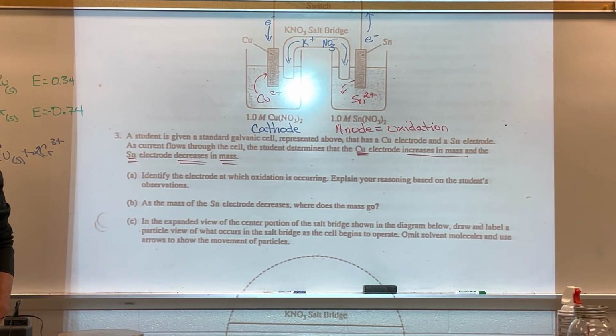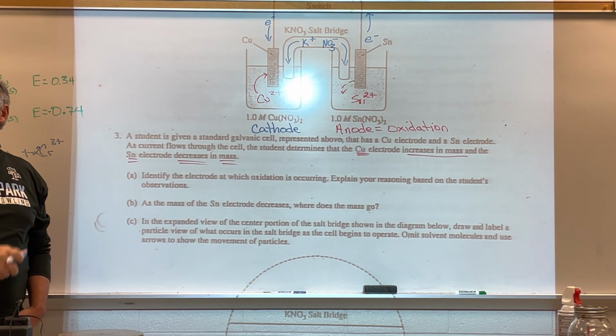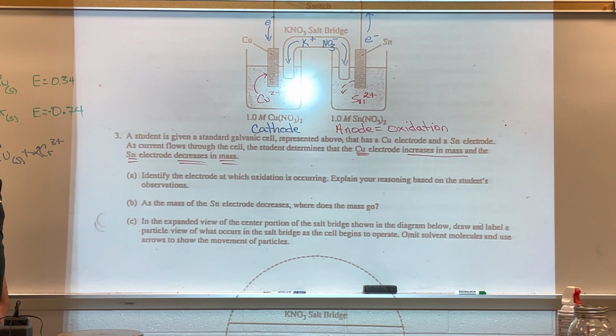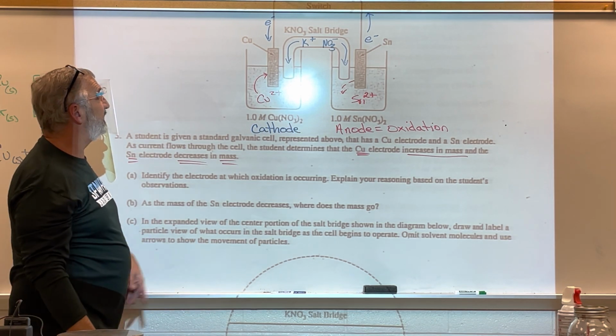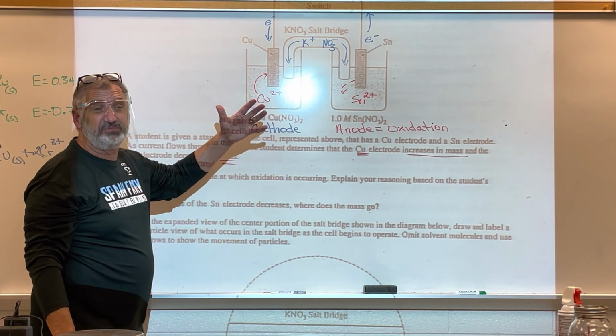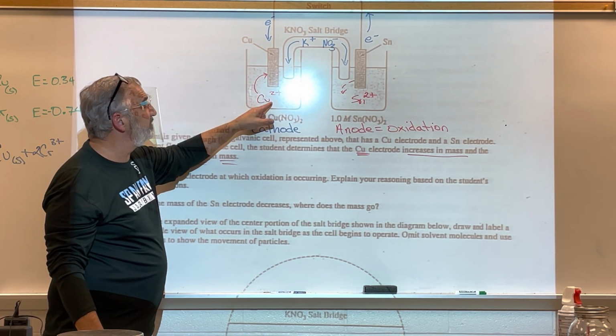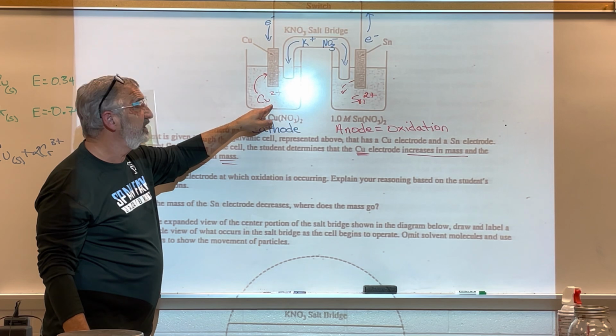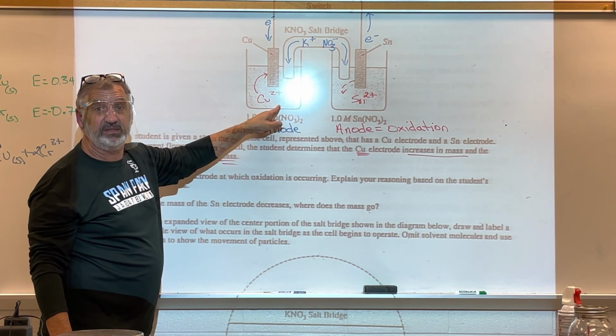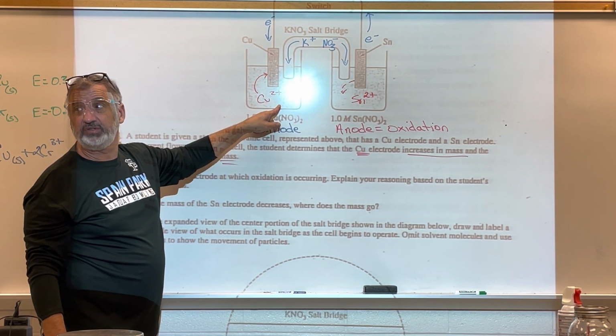The negative always just continues in the same direction. Positive is going to go in the opposite. Because again, if you want to look at it just from a practical view, the copper is coming out of solution, so this side is losing positive, so the K plus replaces it, keeping everything neutral.